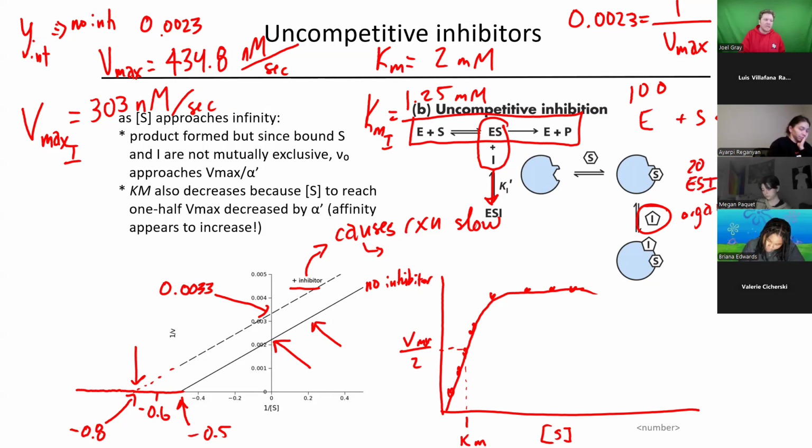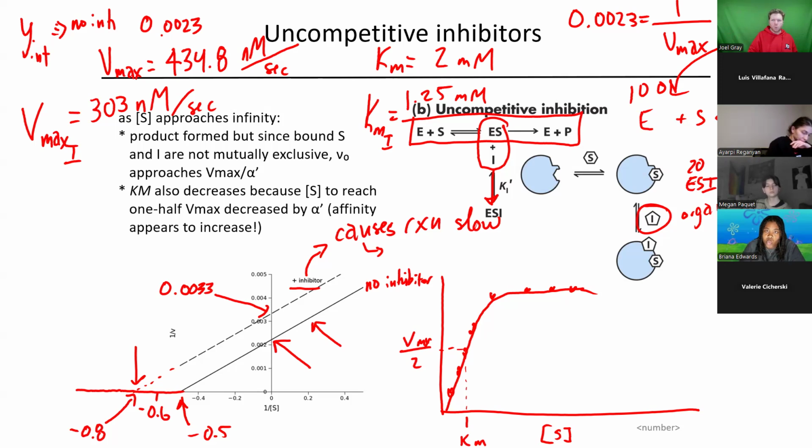When we get those 20 ESI, what's going to happen to the remaining 80 ES complexes? What are they going to do? They're going to make a product. No problem there. Okay, so then we're going to have 80 free enzymes because we're going to generate 80 products. What's going to happen to those 80 free enzymes? Back to the beginning. They're going to catalyze the reaction again.